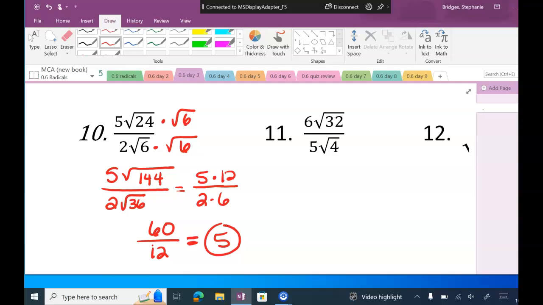Keep going with 11 if you haven't finished it already. So when you have numbers that are both under the radical and not under the radical, it might benefit you to simplify first so you don't have to deal with such large numbers. But if that confuses you, deal with them as they are.